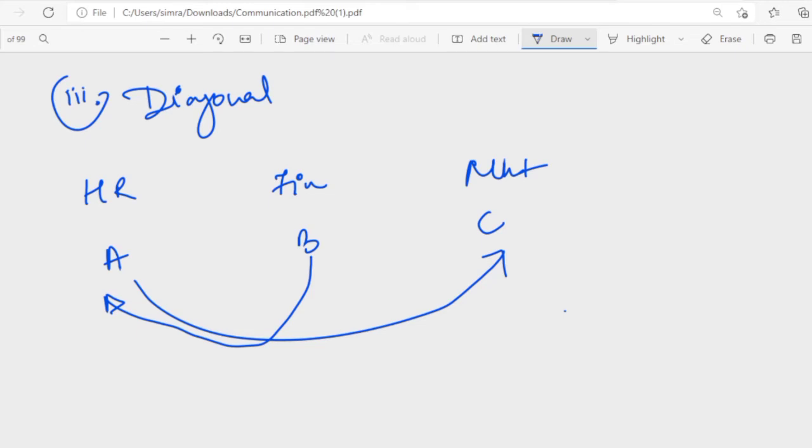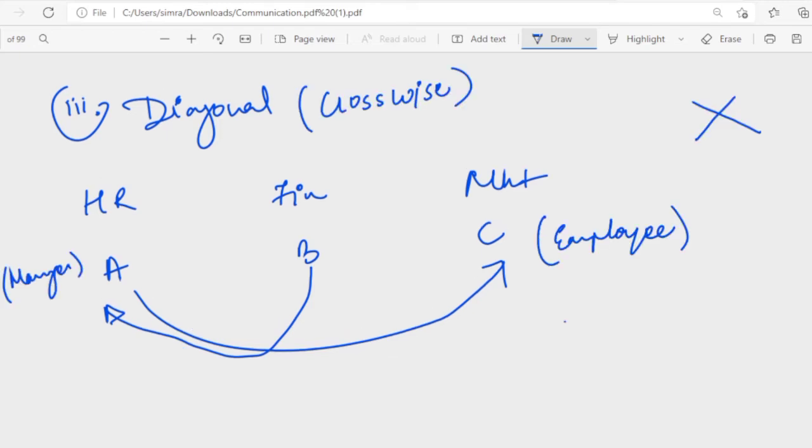In diagonal communication, one manager of one department can speak to another employee of another department, or one employee of the finance department can speak with one employee of the HR department, or a manager of the HR department, irrespective of the positions, the grade. So such communication is known as which communication? Diagonal communication or crosswise communication.